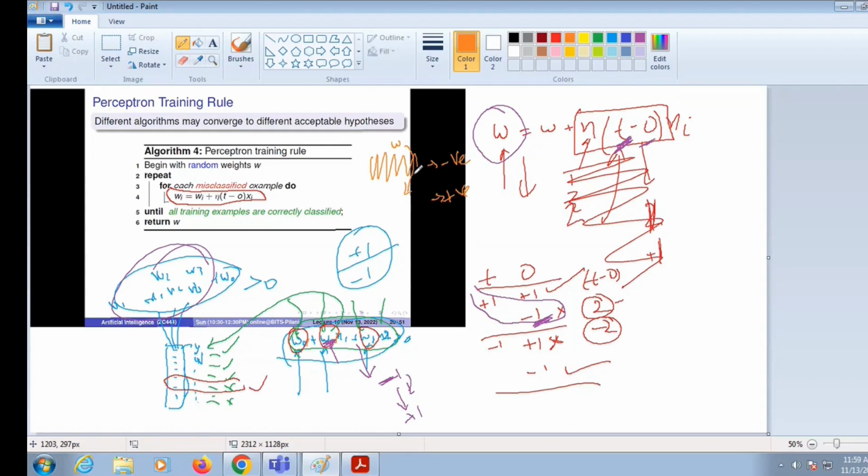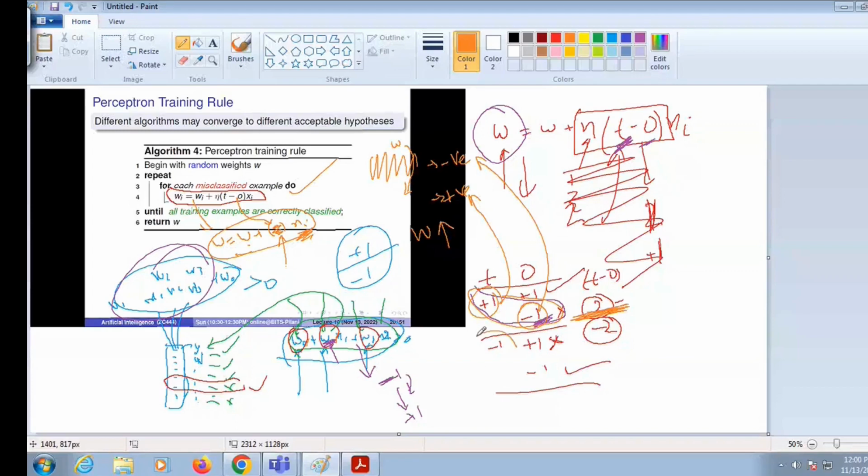Clear about this? In this formula, W is equal to W plus something: eta times (target minus output) times xi, and the xi are positive. If this value is positive, for example in this case where this value is 2, my output is negative and I want a positive output. In this case the weight should increase. Because this value is positive, weight plus something positive means the weight is increasing, so this formula is correct.